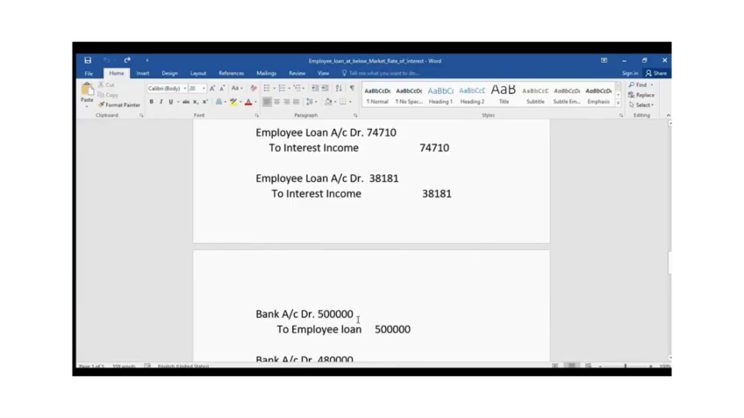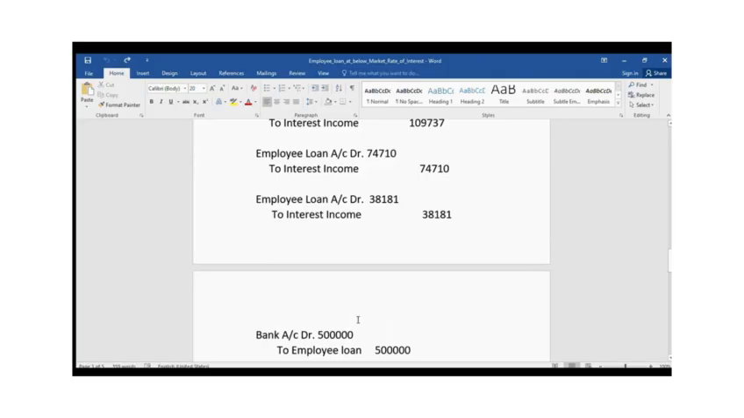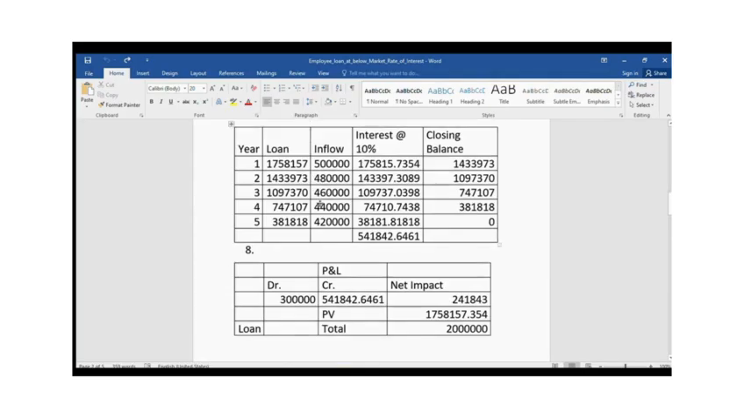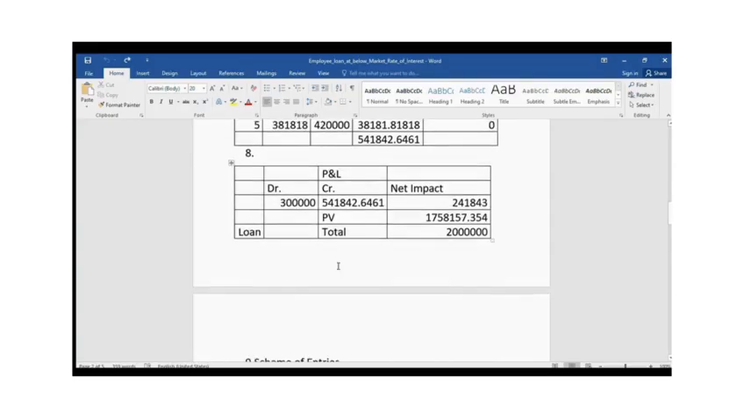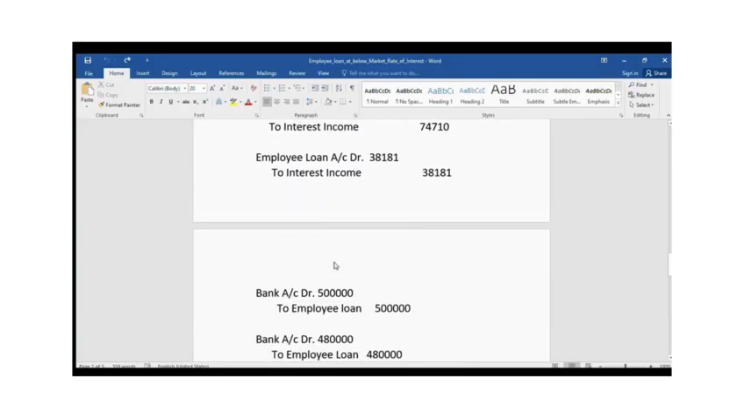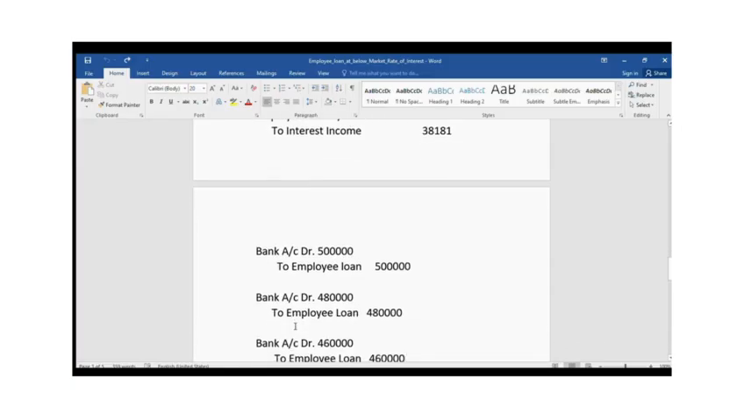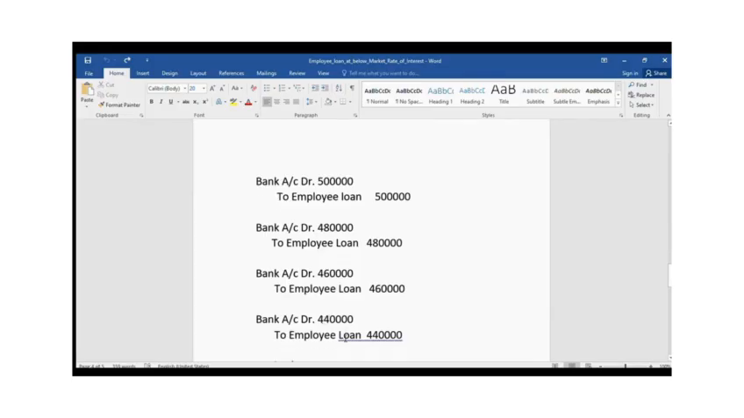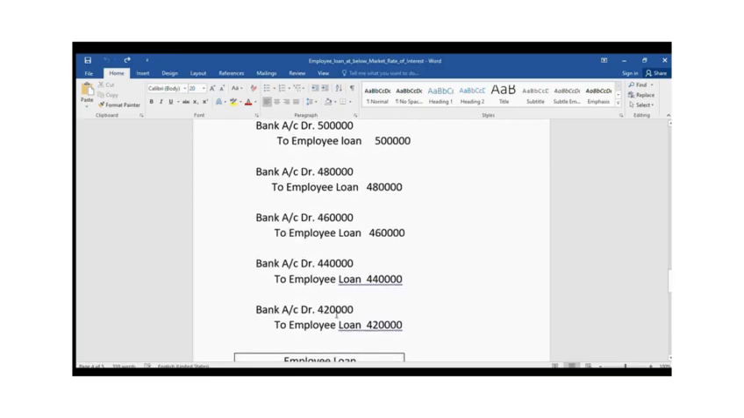Now there would be repayment by the employee at the end of each year. So the repayment amounts which we discussed were 5 lakhs, 480, 460, 440, 420. So the repayment would be as follows: bank account debit 5 lakhs to employee loan account 5 lakhs, bank account debit 4,80,000 to employee loan account 4,80,000, bank account debit 4,60,000 to employee loan account 4,60,000, bank account debit 4,40,000 to employee loan account 4,40,000, bank account debit 4,20,000 to employee loan account 4,20,000.